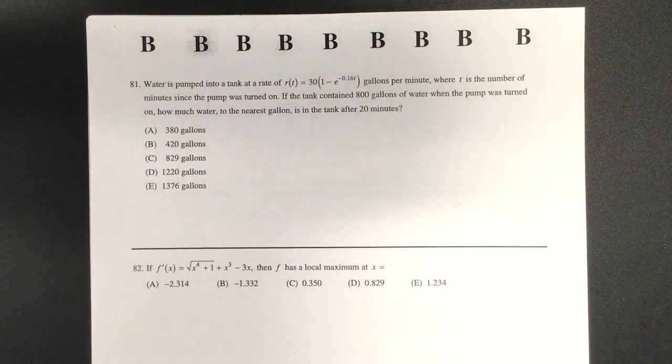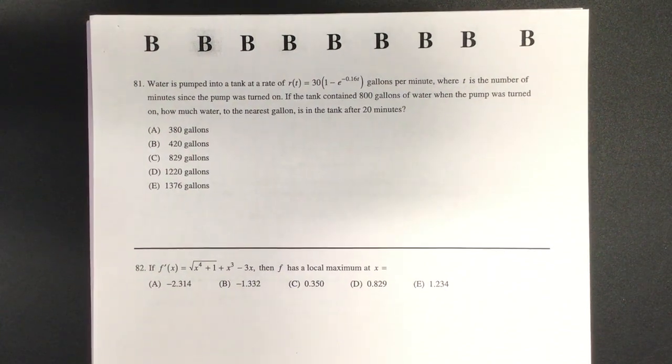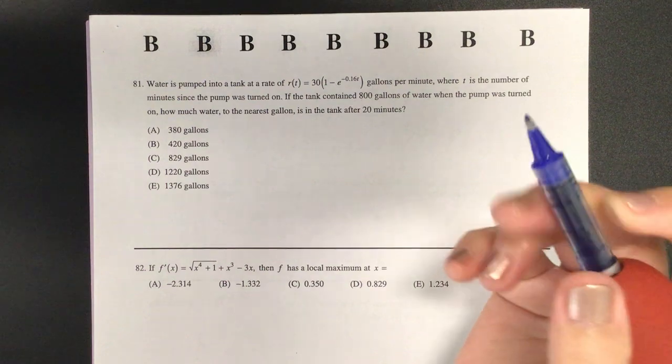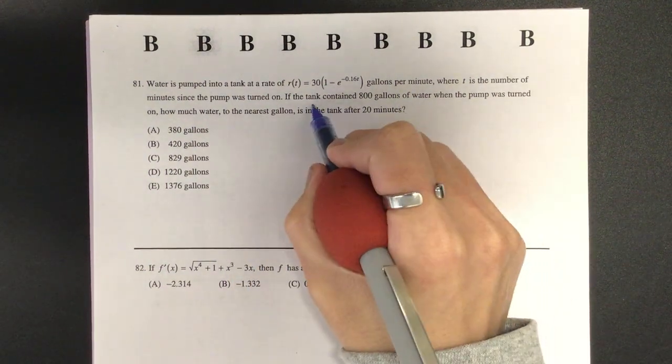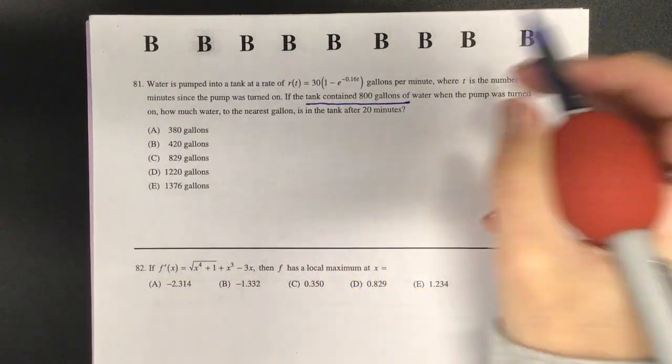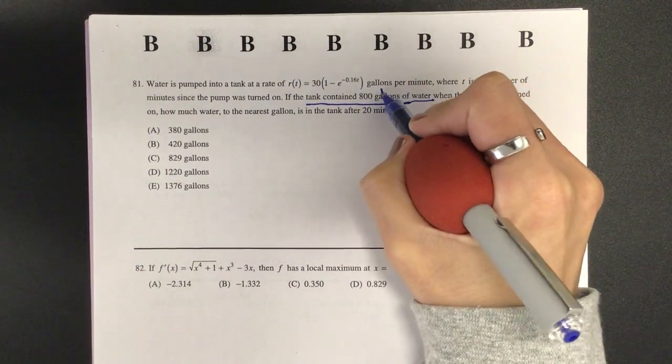...to the power of negative 0.16t gallons per minute, where t is the number of minutes since the pump was turned on. If the tank contained 800 gallons of water when the pump was turned on, how much water, to the nearest gallon, is in the tank after 20 minutes? Okay, so this will be our integral, but we have to put in the initial amount. The tank contained 800 gallons of water at the beginning, so let's write that. That is our initial amount.